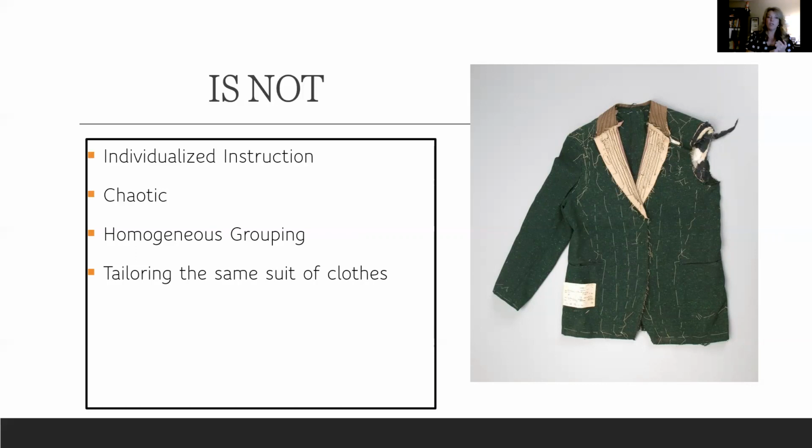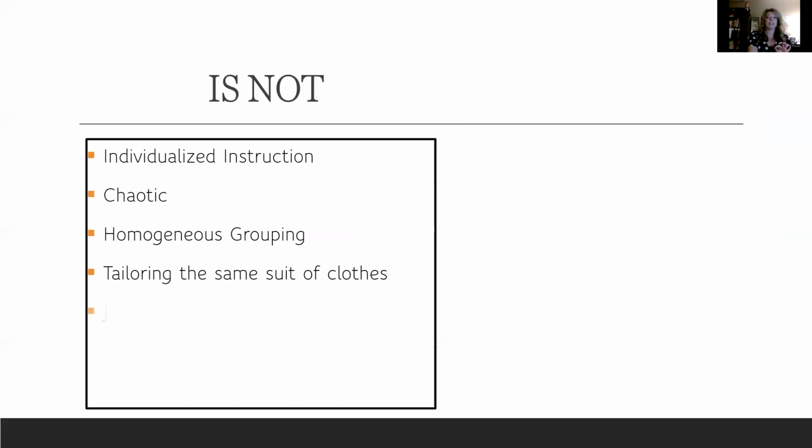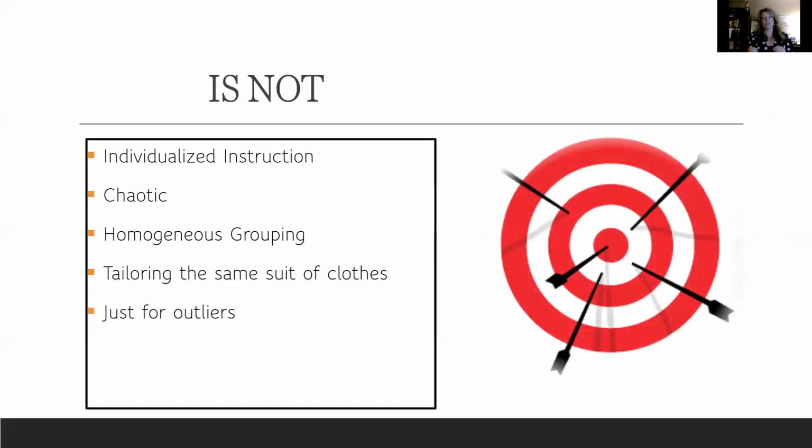All right, quick review. It is not individualized instruction. It is not chaotic. It is not homogeneous grouping, and it is not tailoring the same lesson, just tweaking a little bit here and there. It is also not just for the outliers.